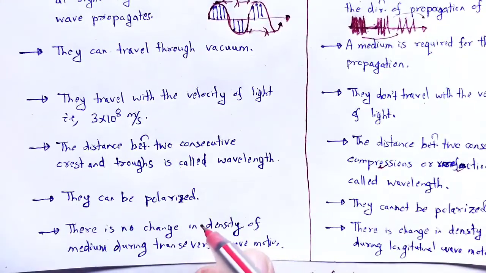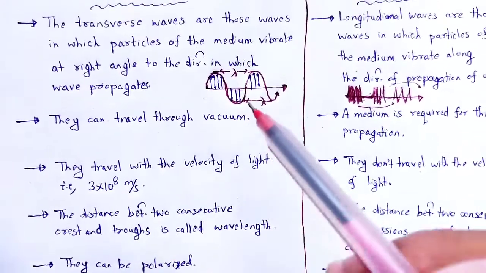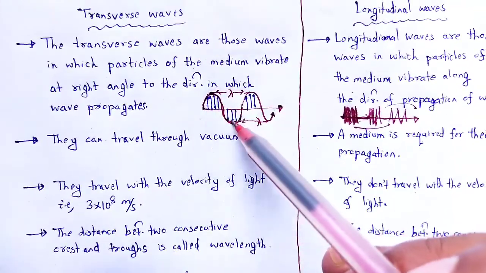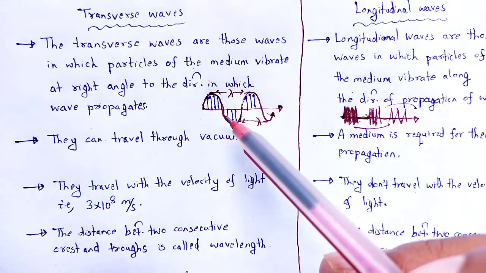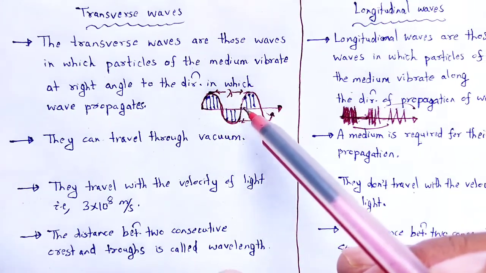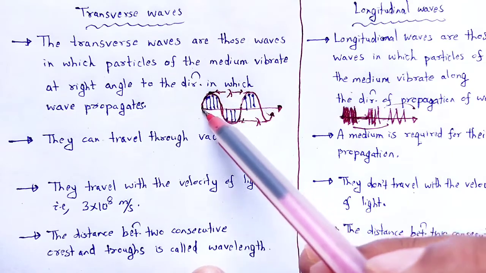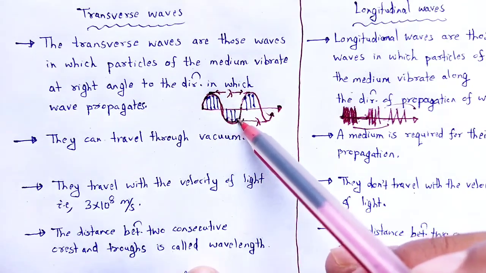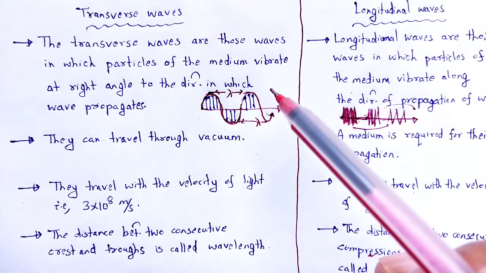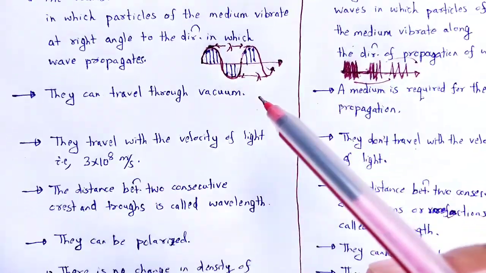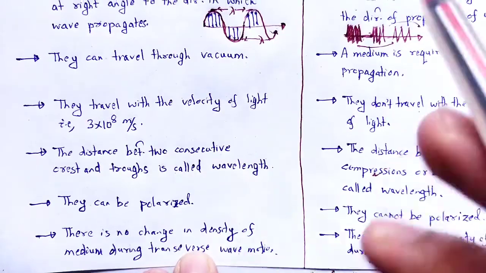There is no change in density of the medium during transverse wave motion. Since all are in the same vibration, there will be no such change. The number of particles vibrating in the upper portion is the same as the number of particles vibrating in the lower portion. So the density will not change during transverse wave motion.